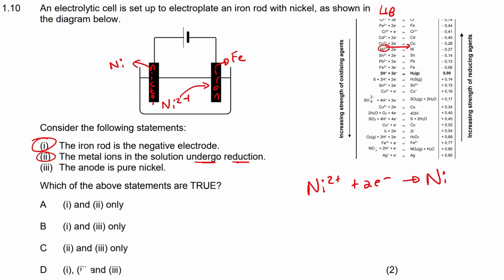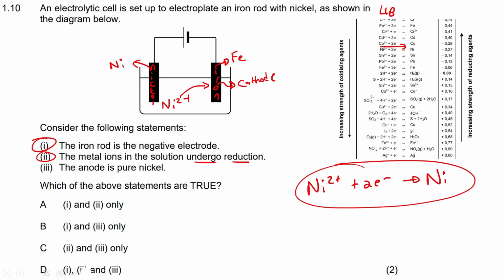And then it says that the anode is pure nickel. Well, we know that over here the reaction is going to be a reduction reaction, like we said. Now, reduction is always at your cathode, whether you are looking at a galvanic or an electrolytic cell. So that's the cathode. And this one here is definitely the anode, because that is where you go from nickel to nickel 2+, and that is an oxidation reaction. So all three of those statements are correct.